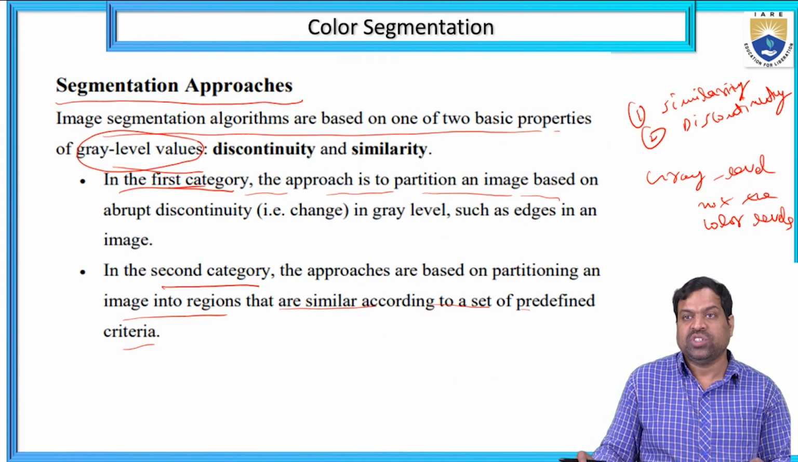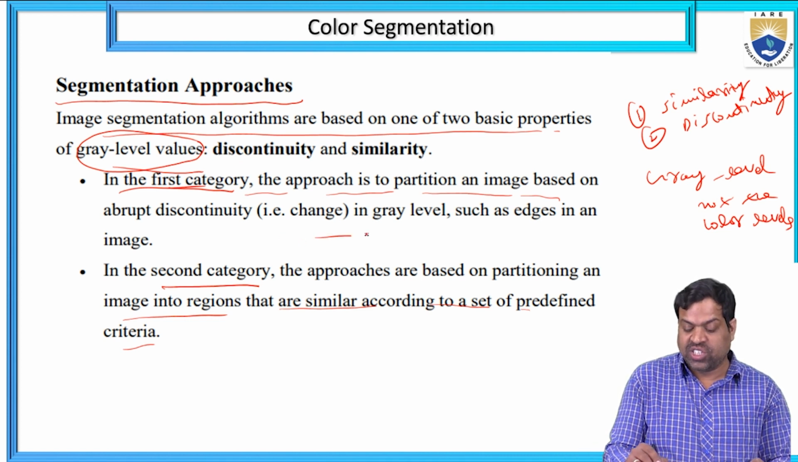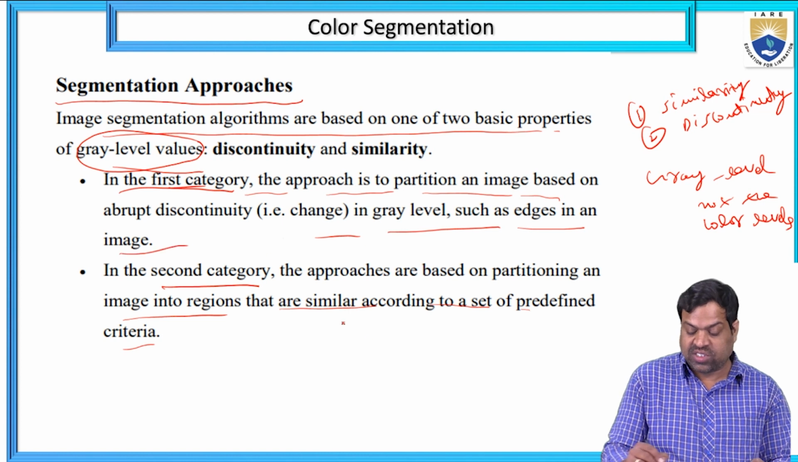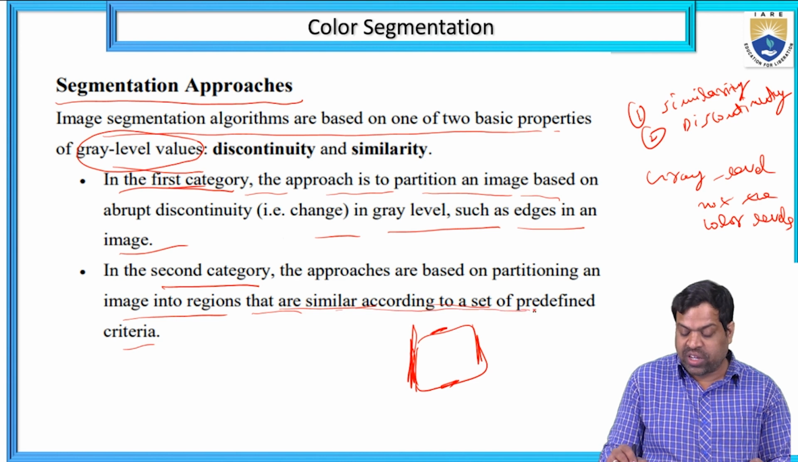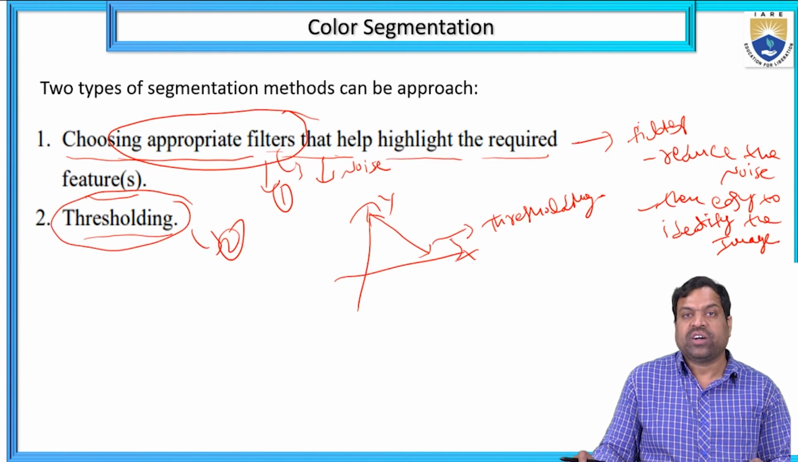What are the approaches? The first category is based on abrupt discontinuity, that is, the change in gray level, such as edges. So when I'm taking the image edges, we are identifying the image edges. The second category is based on partitioning the image into regions that are similar according to a set of predefined criteria.